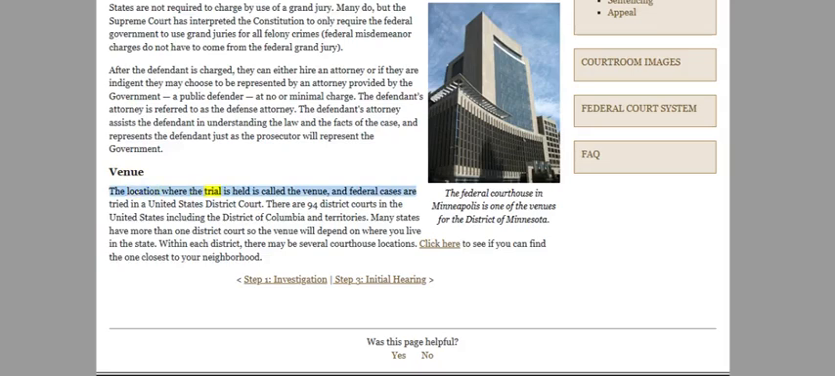The location where the trial is held is called the venue, and federal cases are tried in a United States District Court. There are 94 district courts in the United States, including the District of Columbia and territories. Many states have more than one district court, so the venue will depend on where you live in the state. Within each district, there may be several courthouse locations.